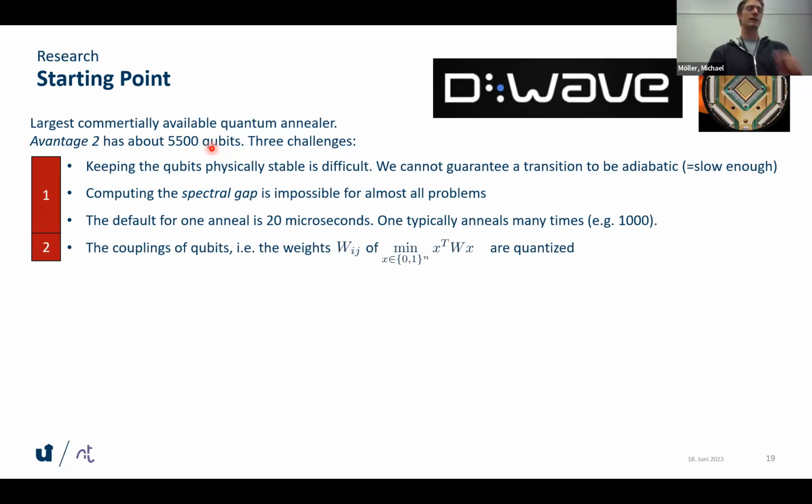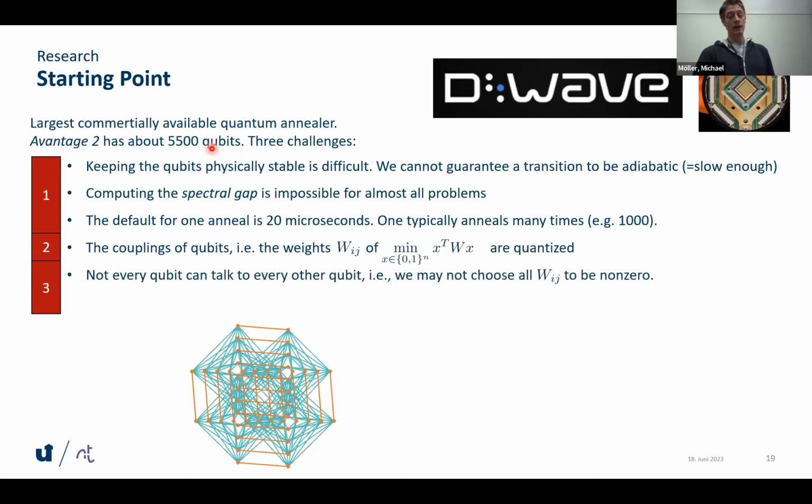Second, the weights cannot be fully arbitrary. For instance, they need to be quantized to realize physical couplings in the computer. And they cannot be arbitrary in the sense that not every qubit can naturally talk to any other qubit, meaning the natural matrix W would not be non-zero everywhere. We have a certain pattern that we need to respect.